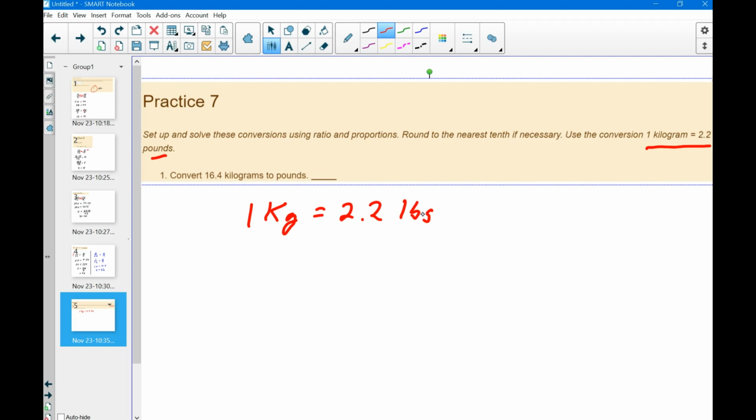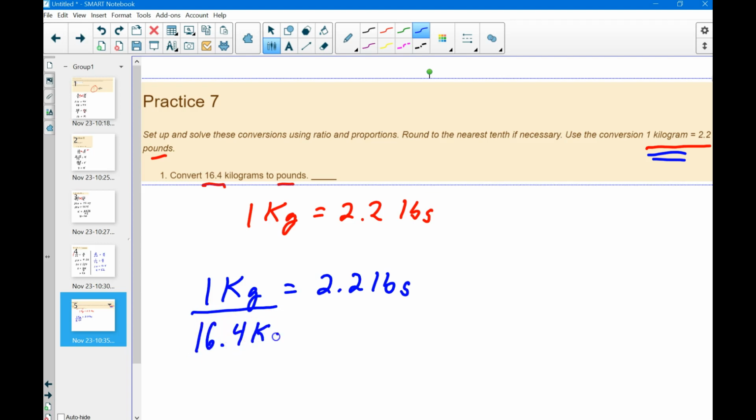So they have it set up like this, and we want to convert 16.4 kilograms into pounds. To do that, I want to show you two ways you can do this. I want to use the first way because it's already set up for us. This is 1 kg equals 2.2 pounds. I'm just going to leave it as this and have 16.4 kilograms. So I'm going to put kilograms over kilograms, over x. Then I do my cross multiplication.